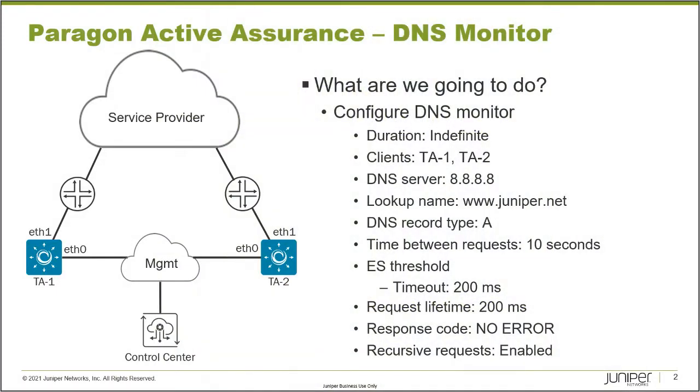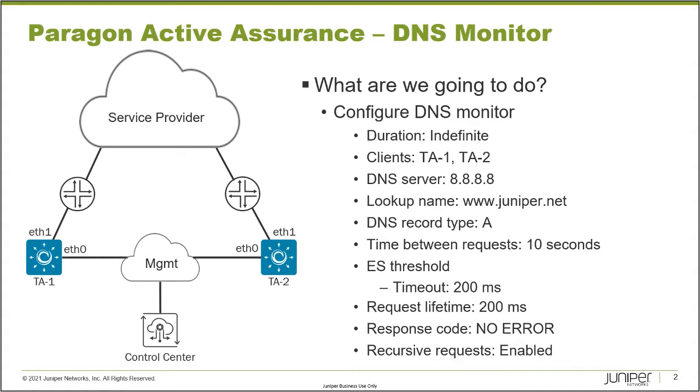All right, so here is our topology. In this topology, we have three devices that we need to be concerned about. There is the TA1 and TA2 devices, which are our test agents, and they use ETH0 to connect into the management network. Then we have the control center, which also connects into the management network, and it will be communicating with TA1 and TA2 through the management network. Then TA1 and TA2 connect into the service provider network using ETH1.